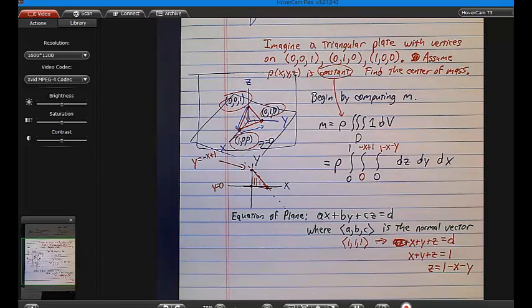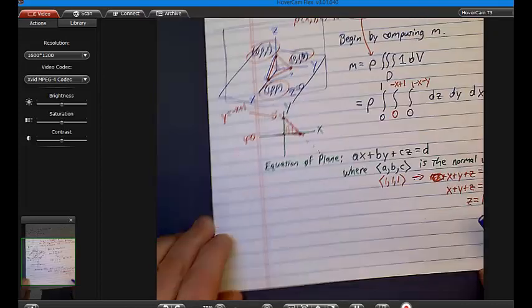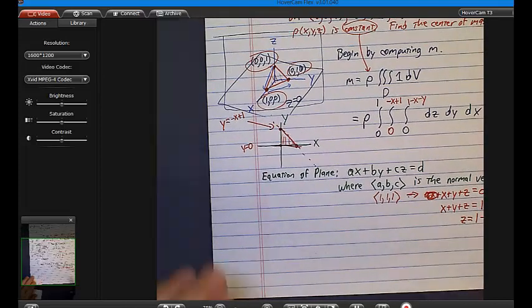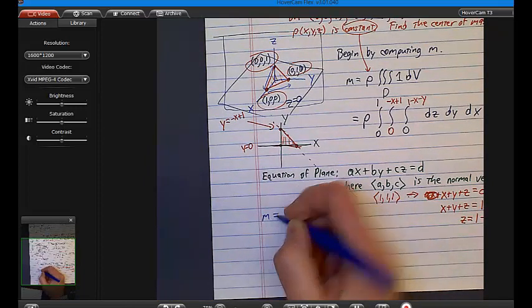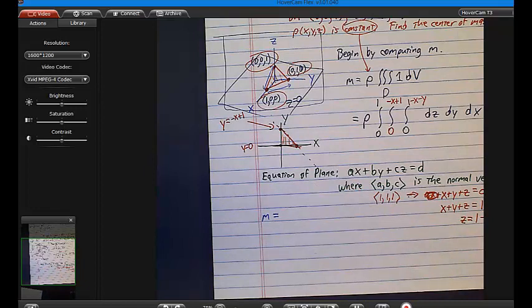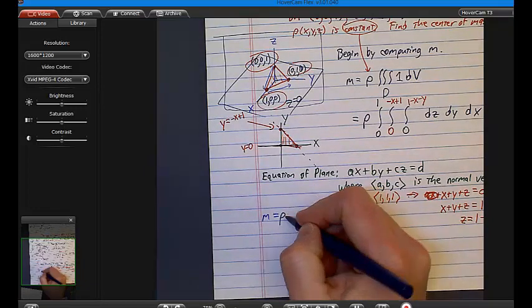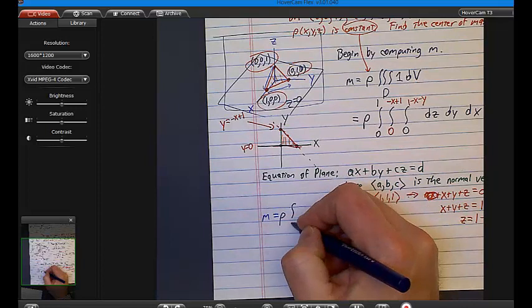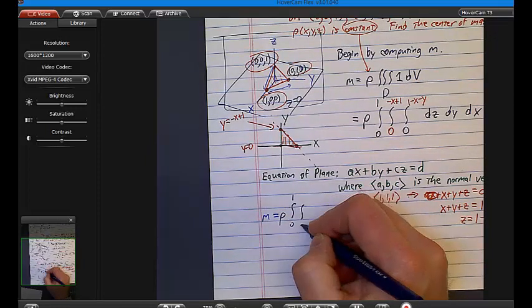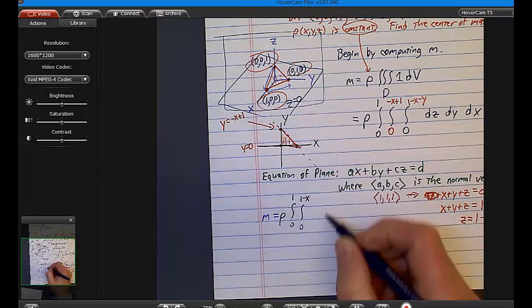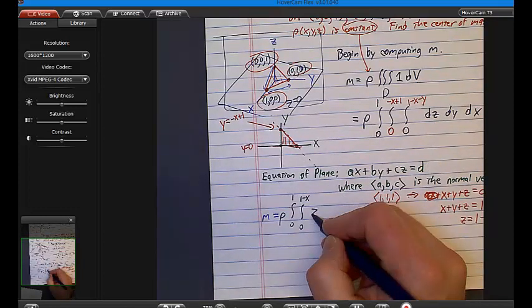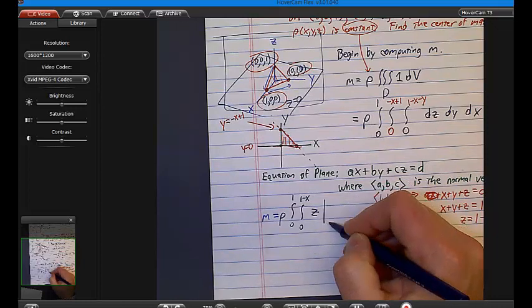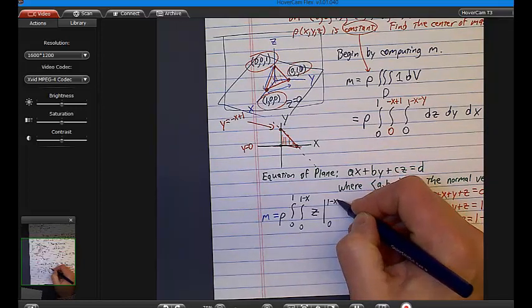So, working through, we're trying to get the mass. Let's finish the calculation, right? So let's see. I take the mass, and I say it equals, here we go, rho times integral 0 to 1, integral 0 to, I'll write 1 minus x this time. When I integrate dz, what do I get? Z from 0 to 1 minus x minus y.